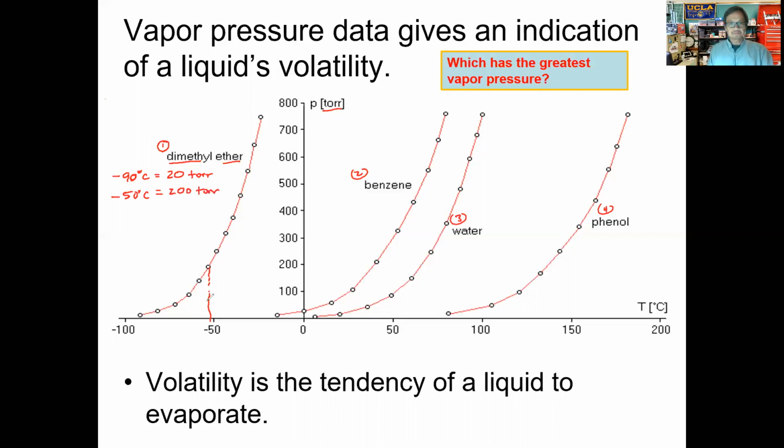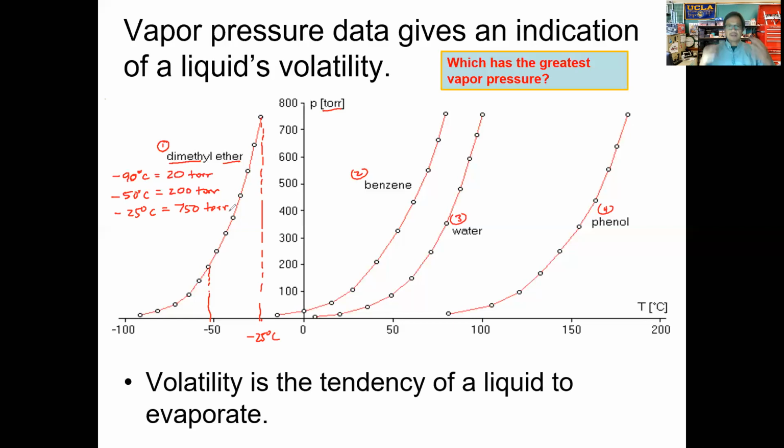Then going all the way to about negative 25 degrees Celsius, if we trace this down right here, the pressure is going to be about 750 torr at negative 25 degrees Celsius.